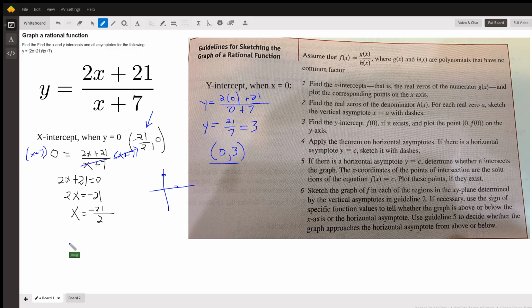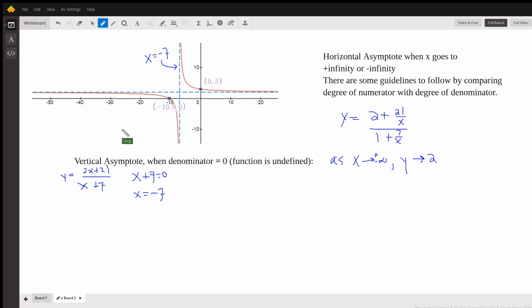Now if I go to the next board, here's a graph of the function on Desmos. I typed in on Desmos f of x equals, using function notation, 2x plus 21, then hit the slash key, and that gave me this over x plus 7. And that gave me this graph. And then I also graphed these x and y intercepts, which we found on the previous board.